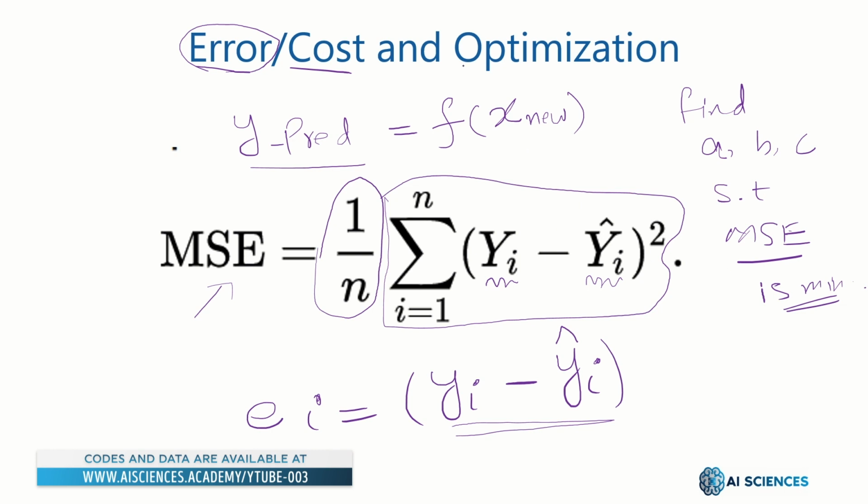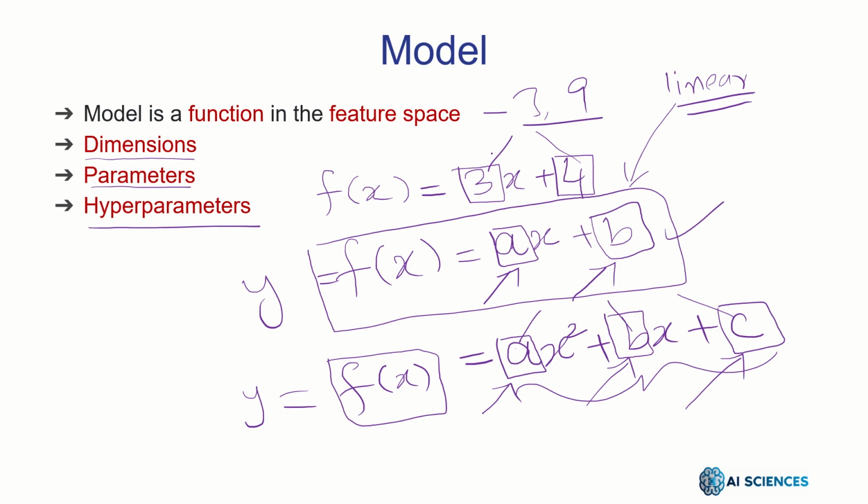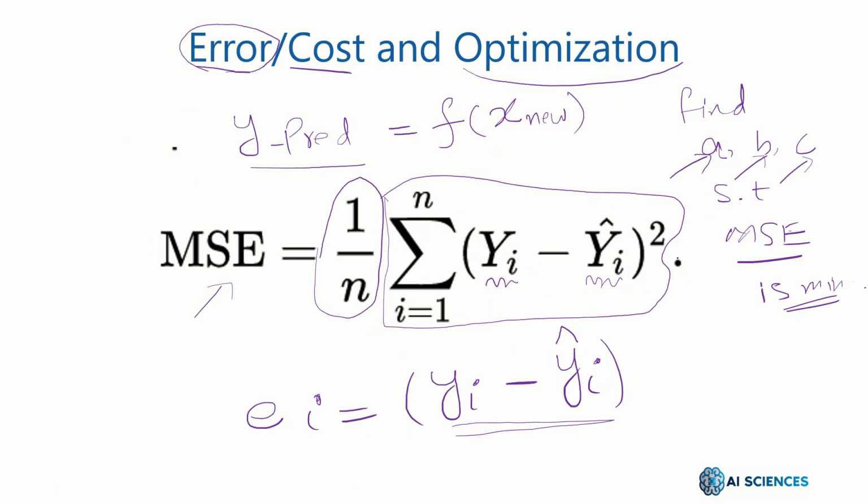Now, optimization is basically a procedure to find out these parameters A, B, and C. Remember, we have set our model class, let's say a 2-degree polynomial. Then we set our cost function. What is the objective that we want to achieve? Well, we want to minimize the mean squared error on training data. The objective is set, and the model class is set.